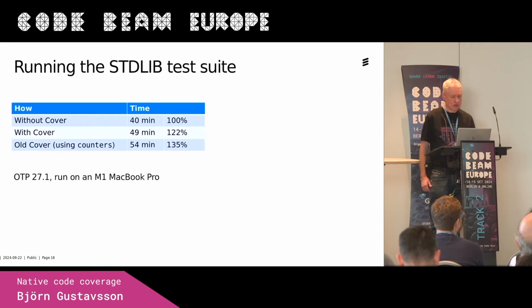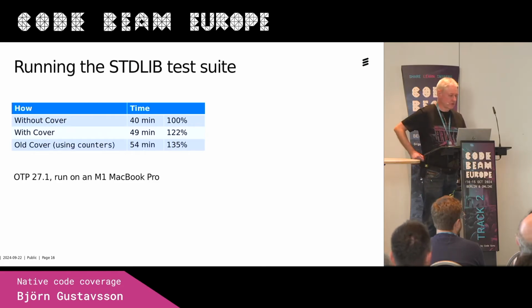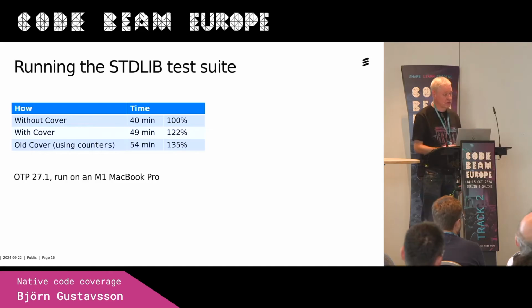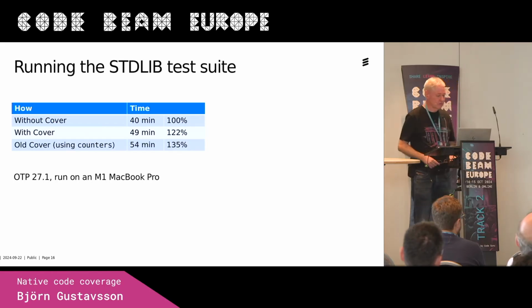So now I run the stdlib test suite in different ways. First without any cover, and then with cover in OTP 27, the default one, and you see, yeah, it's slower, but not that much, 12%. And I also compared to the old implementation. I forced cover to use the counters module, so it's still a bit slower, approximately 35% slower.